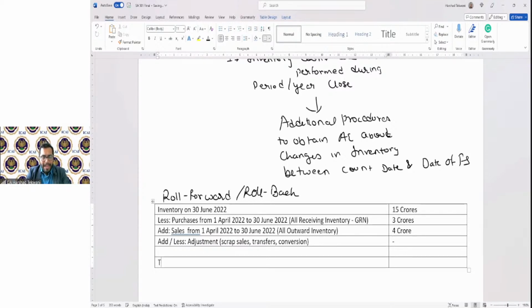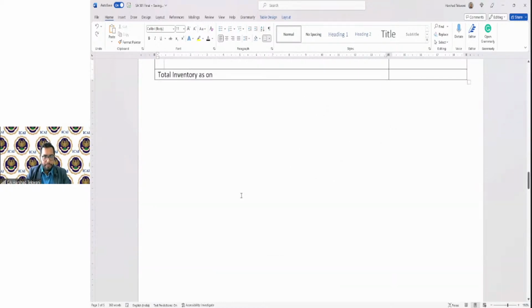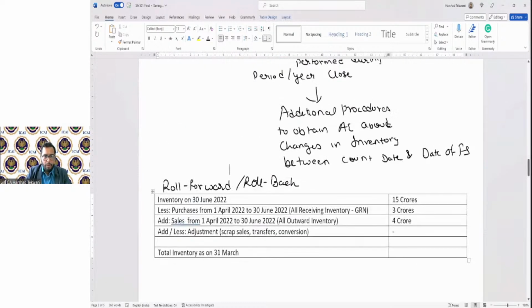So in that case, you will get total inventory as on 31st March. By doing this, you will get inventory as on 31st March 2022. That will be near to my 16 crores.